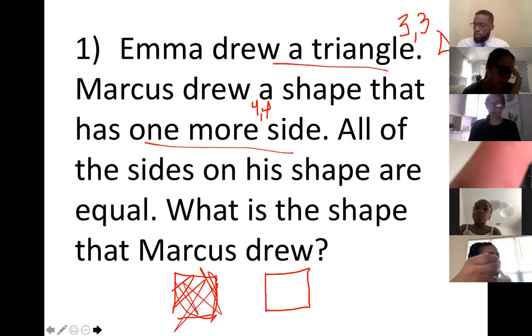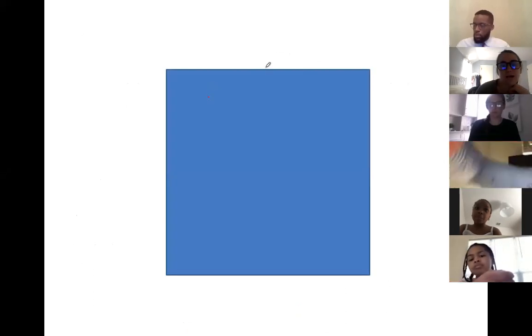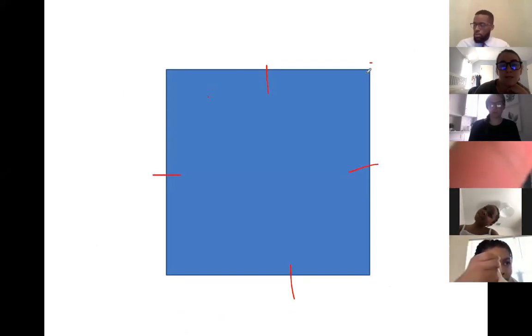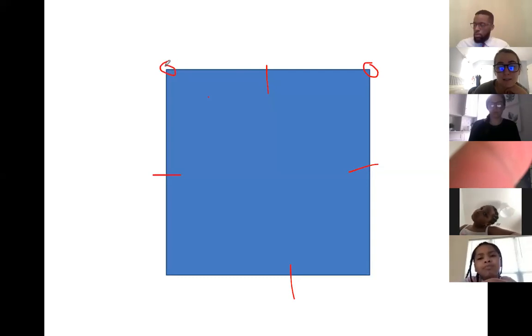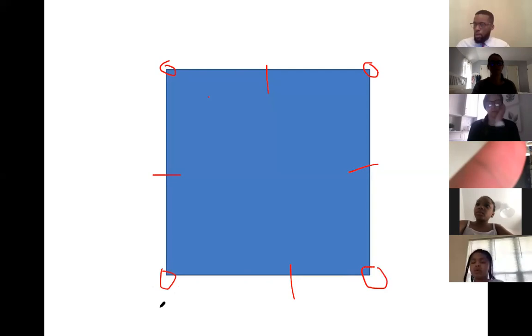Awesome job, Loretta. Thank you so much. All right, go ahead and mute yourself. He drew a square. A square has 4 equal sides. If I was to measure these sides, Loretta, go ahead and mute yourself. Naima, make sure you're muted. They would all be the same length.